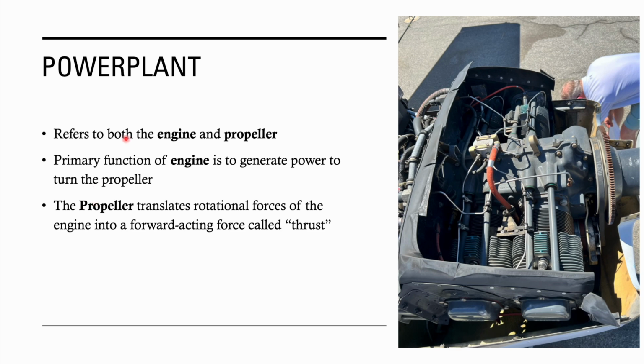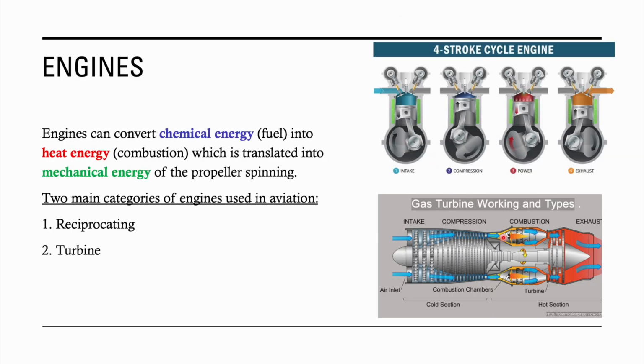All right, next we'll get into the power plant. So like I said before, your power plant is referring to the engine as well as the propeller. So the whole purpose of our engine is going to convert chemical energy through combustion into heat energy, and then that gets translated to mechanical energy. So the propeller is eventually going to start rotating, and that's going to produce thrust and allow us to fly.